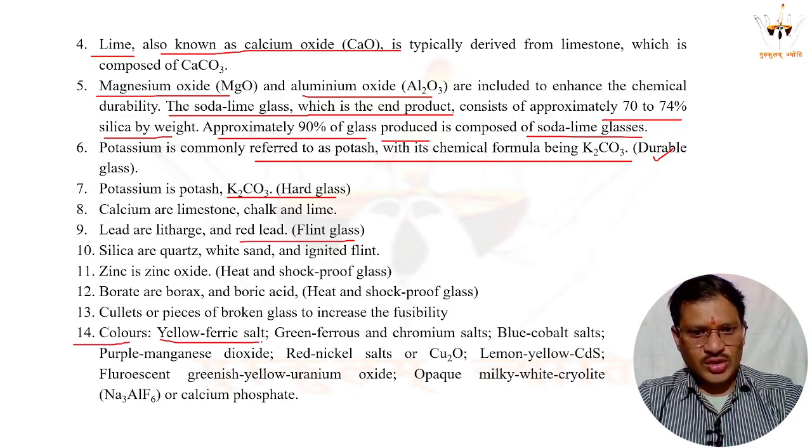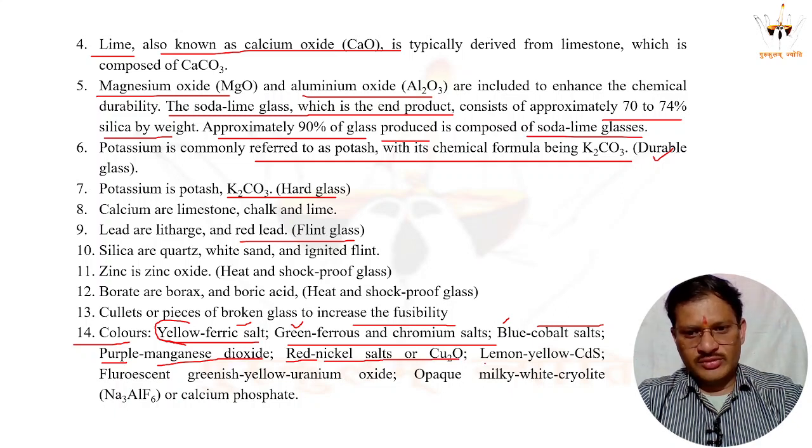If you want to change the color of glass to yellow, we need to add ferric salt. If we need to convert it to green, we need to add ferrous and chromium salt. If we want blue color, that is cobalt salt. Purple, manganese dioxide. If you want red glass, we need to add nickel salts or Cu2O. If you want neon yellow, we need to add cadmium sulfide.